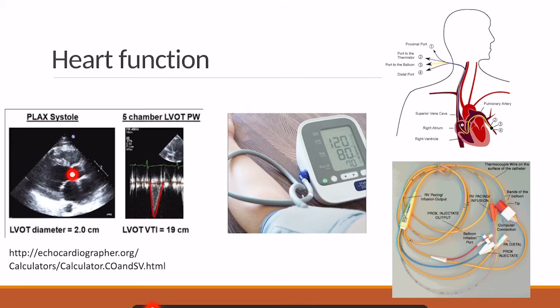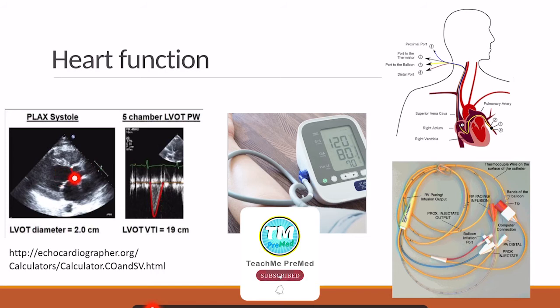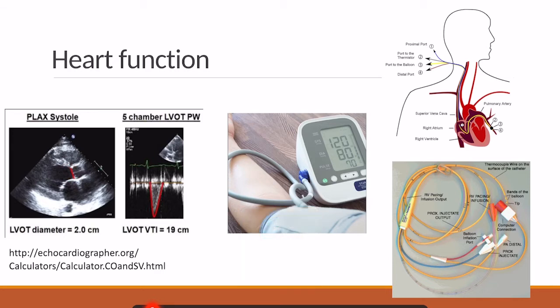By putting a little scanner here, what you can do is look at the amount of blood that's flowing through that at a given time. And that's what we're measuring here, is the velocity of the blood as it flows through the aortic valve. And by measuring that over a period of time and knowing the diameter of the aortic outlet, you can then work out the amount of blood that's flowing through. This is a simple bedside way of measuring cardiac output.